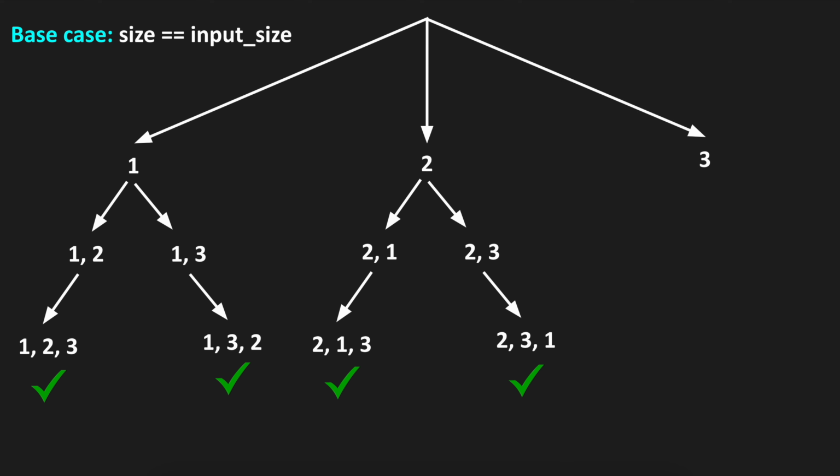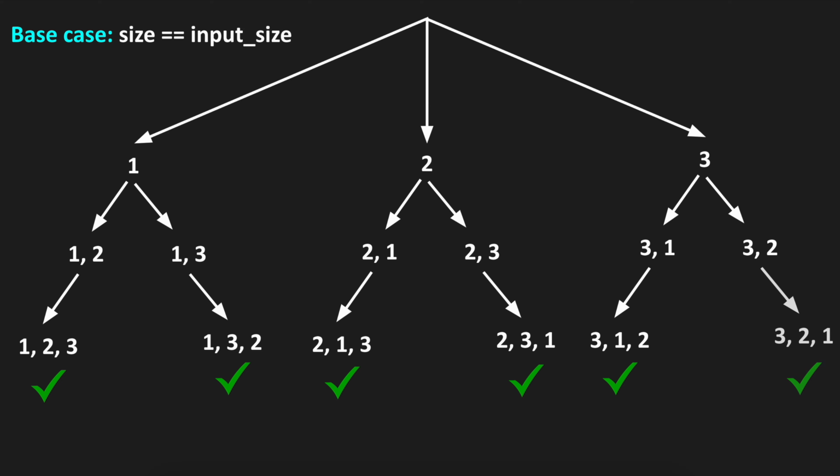Now we are going to the next element, which is 3. For 3 we are doing exactly the same, so we are generating 3, 1, 2, and the next one is 3, 2, 1.